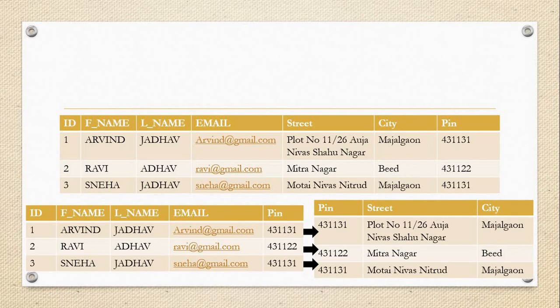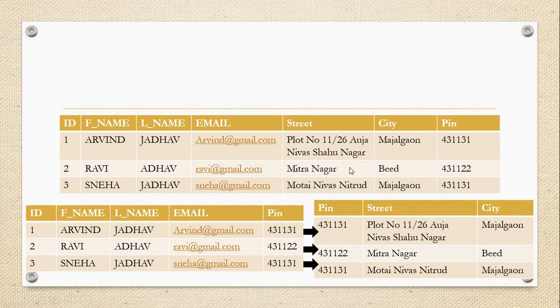So this form is in second normal form, we can say that. What is the problem here? I have ID, first name, last name, email, street, city, and pin. That means this form is already in first normal form. Also, street and city will depend on the pin. So in that case the form is not proper in third normal form.